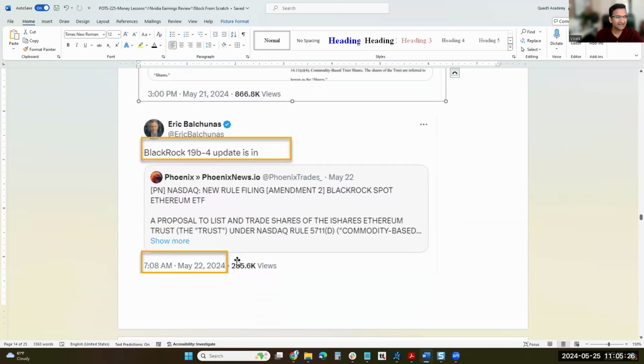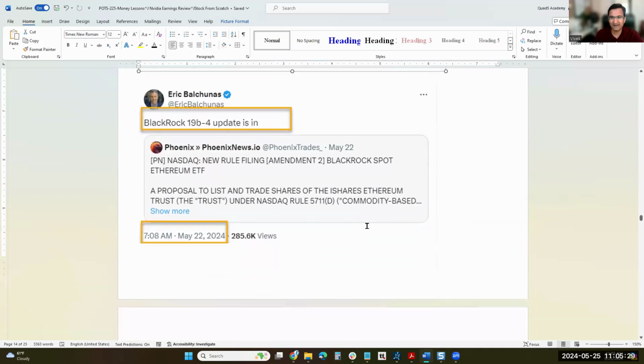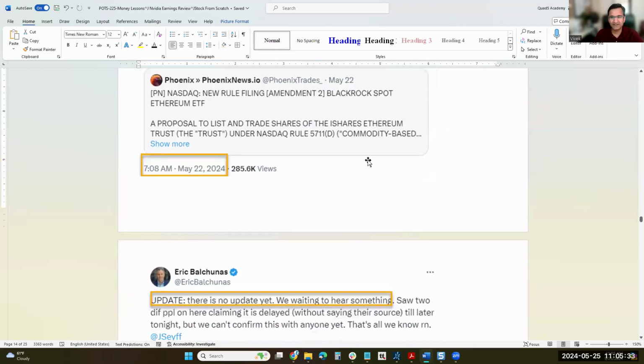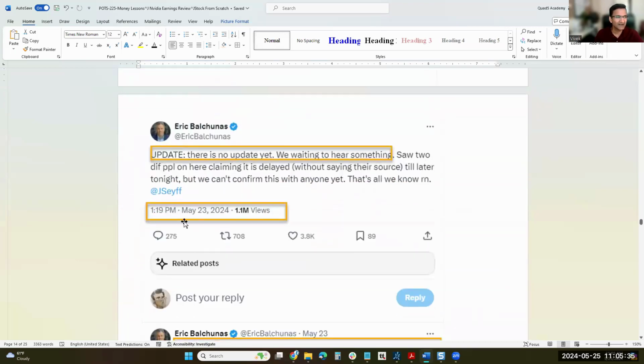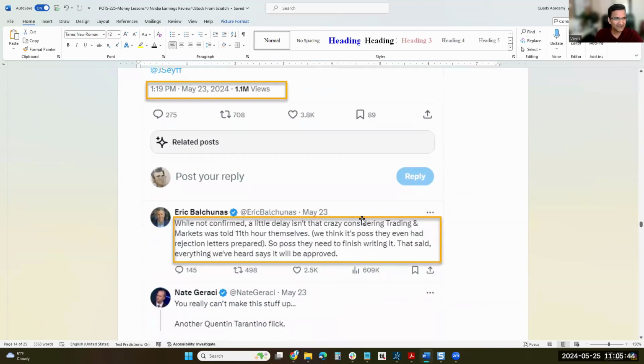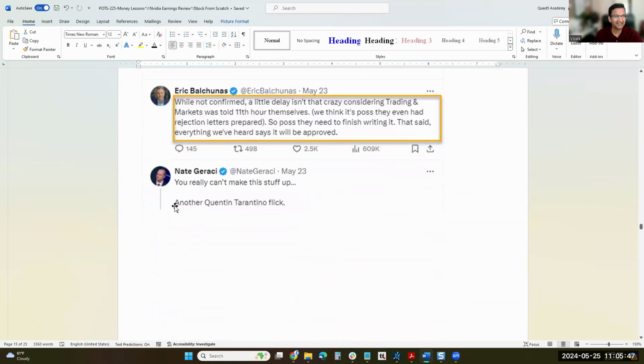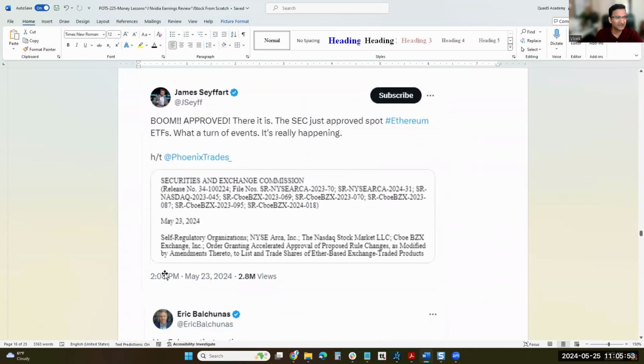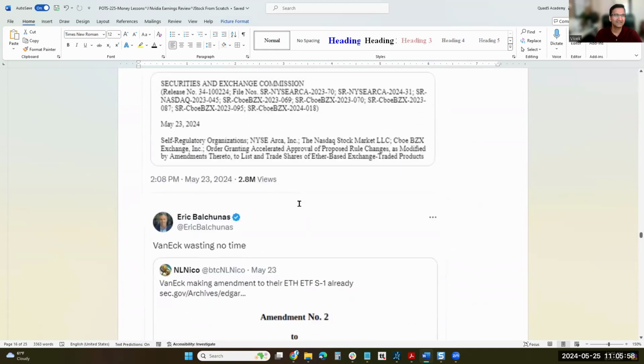BlackRock gave their update on May 22nd, 7 a.m. Remember, it was the afternoon of May 20th. It's not even 2 days. So many amendments came in. May 23rd, everyone is waiting, biting their fingernails to see when the update will come in. No update. We are still waiting to hear. Not confirmed yet. Another Quentin Tarantino flick. You just can't make this stuff up. And boom, it got approved by 2:08 p.m. This was like a roller coaster ride.